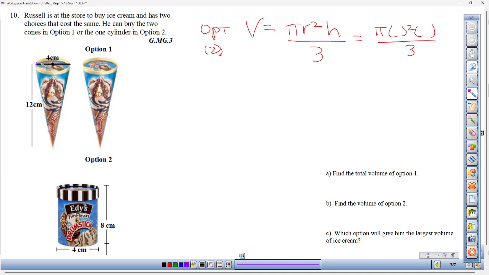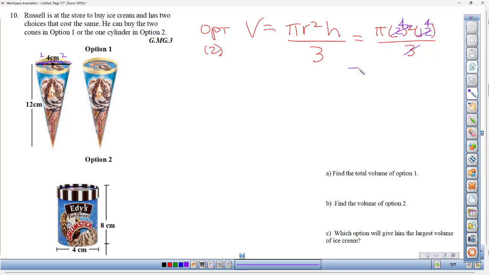And do you notice something about this 4 centimeters? Is that the radius? It's not. It's the diameter. Be careful of that. So if that's 4, wouldn't both of those be 2? So 2 squared, and then the height is 12. I'm going to go ahead and divide that. 3 goes into 12 4 times.